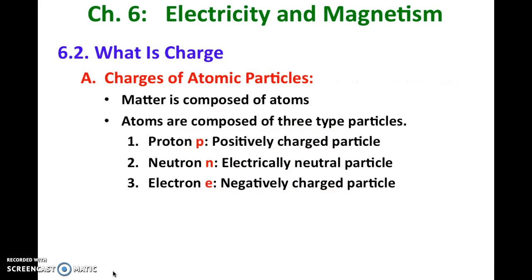What is electric charge? To answer this question, let's look at atomic particles. Matter is composed of atoms. Atoms are composed of 3 types of particles: proton, a positively charged particle; neutron, an electrically neutral particle; and electron, a negatively charged particle. Therefore, a negatively charged object contains excess electrons, while a positively charged object contains excess protons.